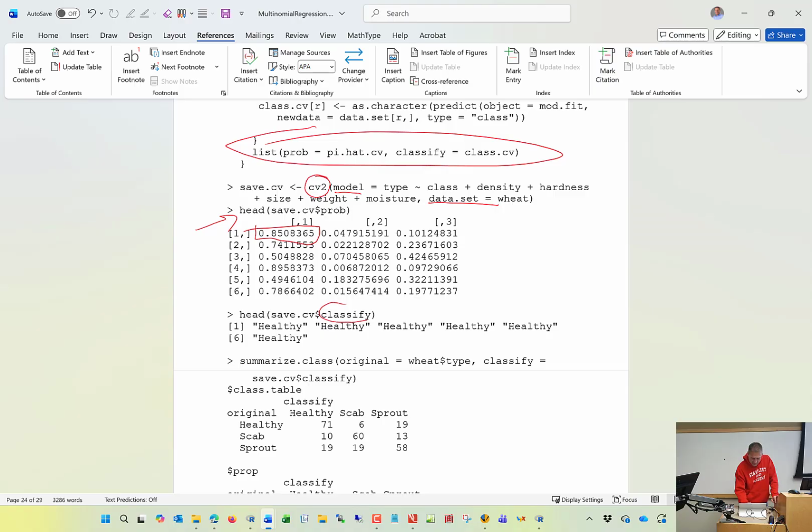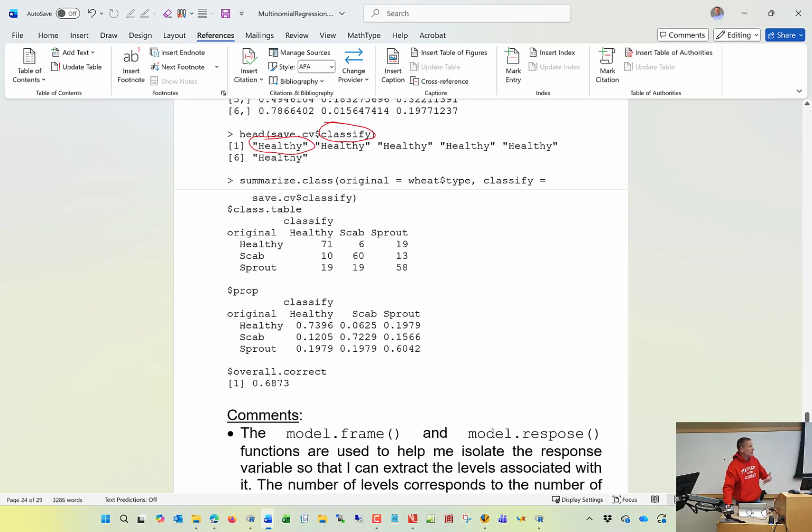Also returned are the classifications, the predictions of the groups. So the very first observation is still predicted to be healthy. We can put these results into summarize.class and take a look at this. Notice the overall correct classification rate is a little bit lower. We would expect that because resubstitution is typically biased higher. It gives you a larger, rosier picture of how well this model will do than cross-validation or even some of the other methods we've talked about in the past.